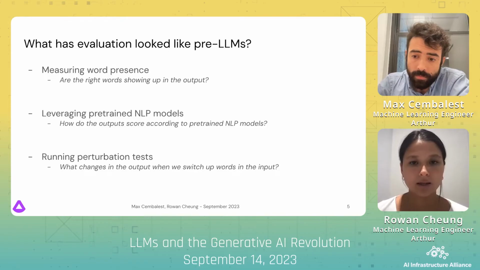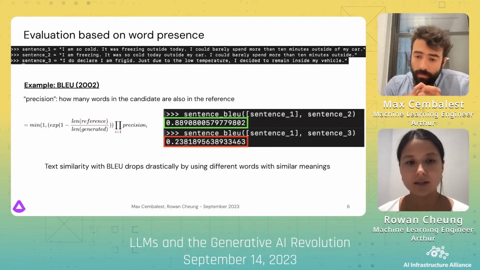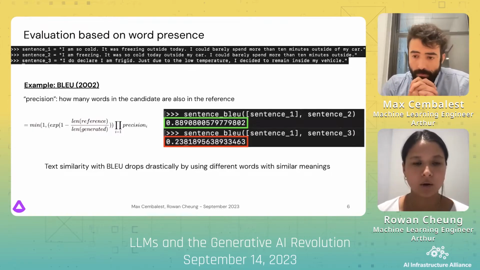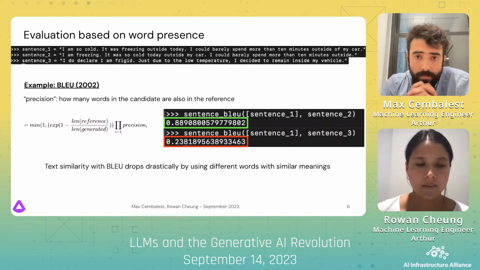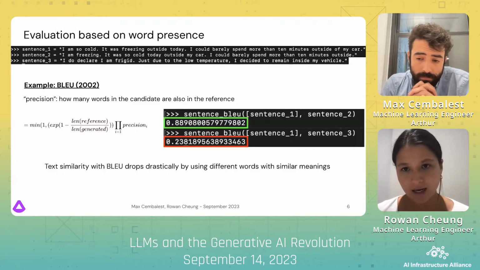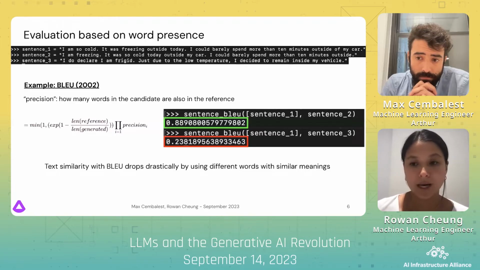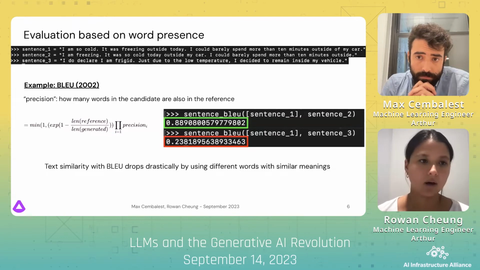To get a sense of some of the pros and cons of using the first two categories, I'm going to walk through an example. We have 3 sentences here. And as you can see, all 3 of these sentences have to do with the speaker being cold. It is cold outside, and the speaker wants to remain inside of their car.